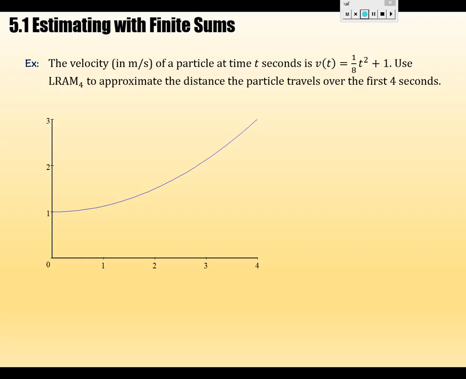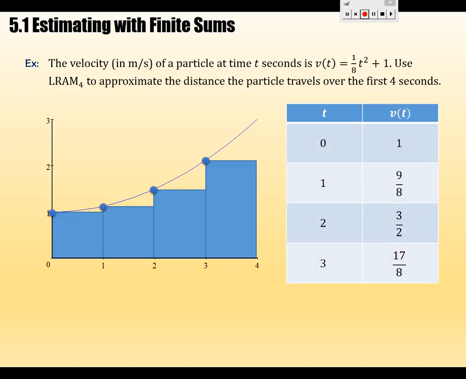So I have a graph of this: 1/8 t squared plus 1. I'm using LRAM, so I'm using the 4 left endpoints of each of those intervals: 0 to 1, 1 to 2, 2 to 3, and 3 to 4. I'm using the left-hand endpoint. I'm drawing these rectangles. Again, I realize this is a terrible approximation, but we're gonna go with it.